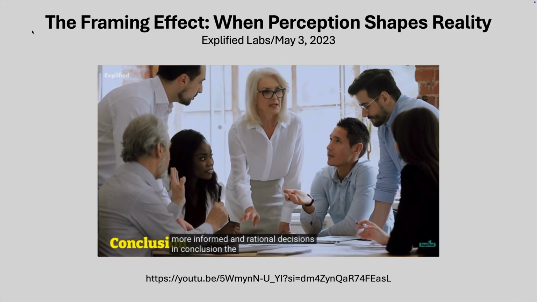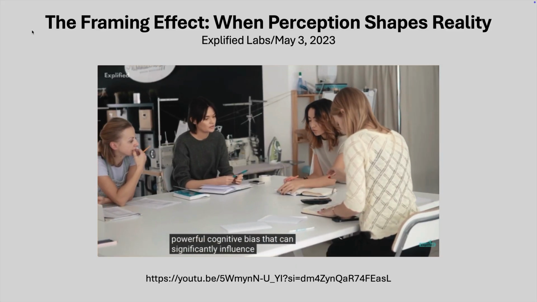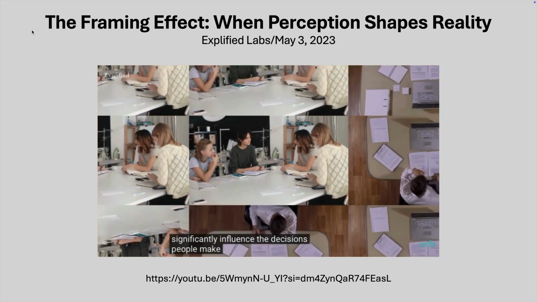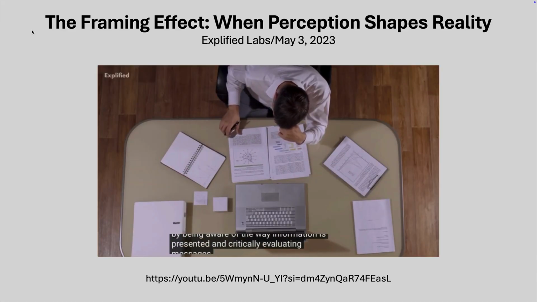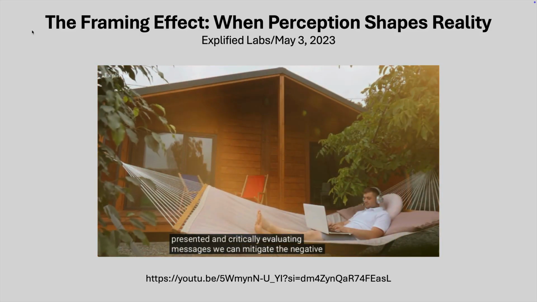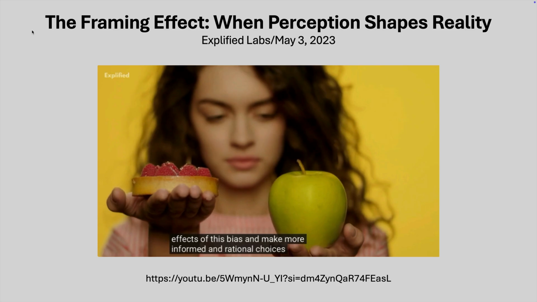In conclusion, the framing effect is a powerful cognitive bias that can significantly influence the decisions people make. By being aware of the way information is presented and critically evaluating messages, we can mitigate the negative effects of this bias and make more informed and rational choices.